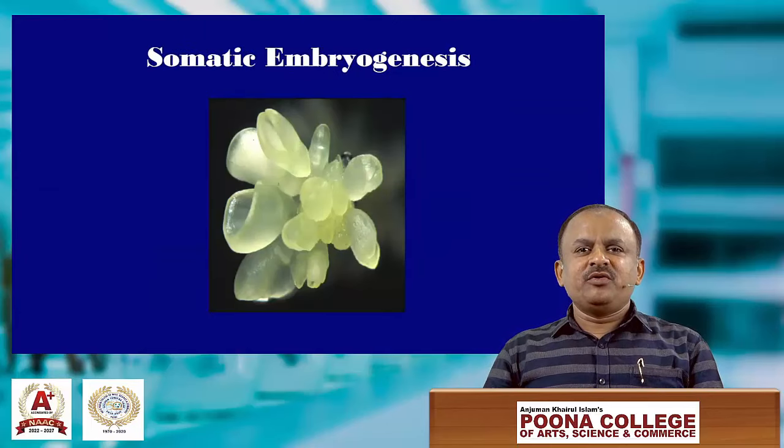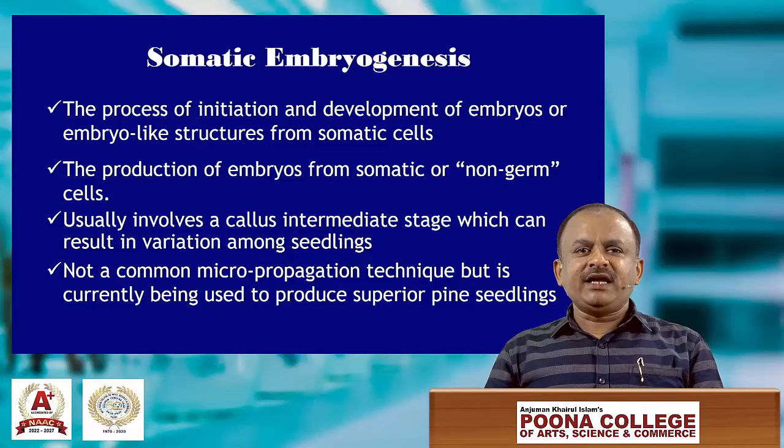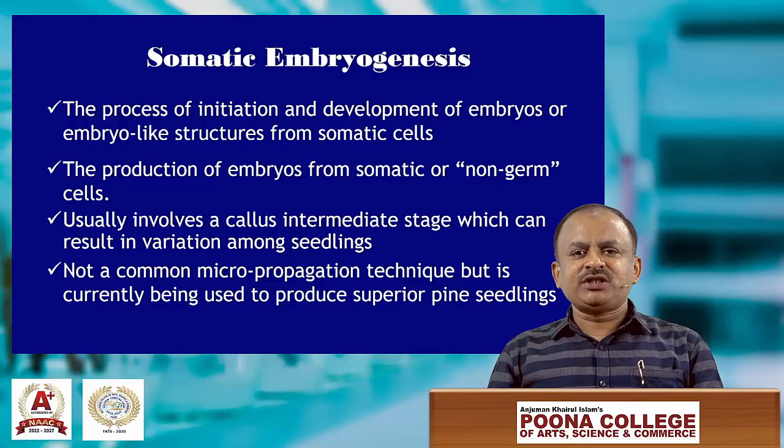This is a very good material cultivated in our laboratory, which is the result of somatic embryogenesis. Somatic embryogenesis is the process of initiation and development of embryos or embryo-like structures from somatic cells. The production of embryos from somatic or non-germ cells usually involves a callus intermediate stage which can result in variation among seedlings. It is not a common micropropagation technique, but it is currently being used to produce superior pine seedlings.